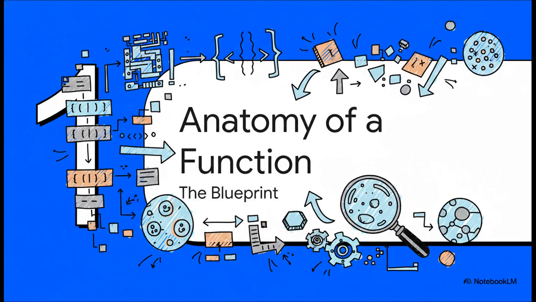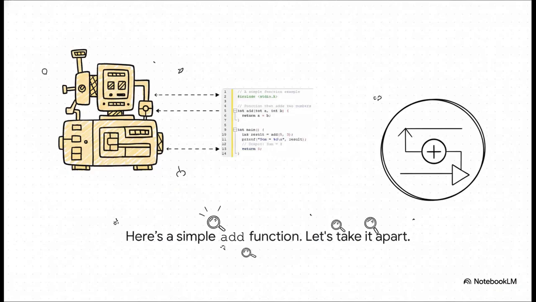Okay, so we get the why. Now let's get our hands dirty with the how. We're going to put a C function right under the microscope and break it down piece by piece so you can see exactly what makes it tick. For this, we'll use this super simple add function. I mean, as you can probably guess, it just adds two numbers together. But don't let its simplicity fool you. Inside this little function are all the essential parts you'll find in every single C function.